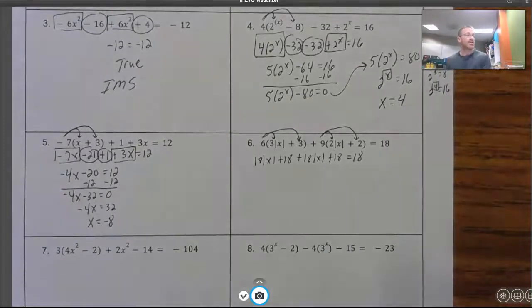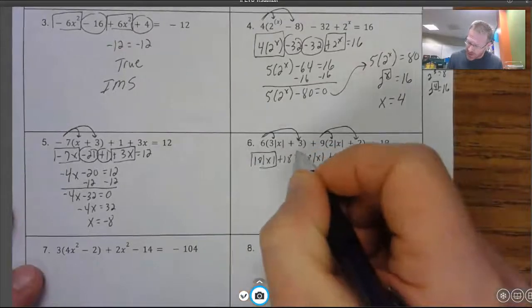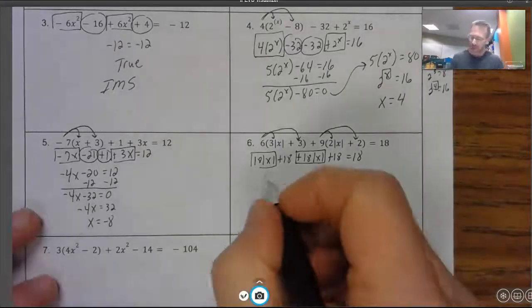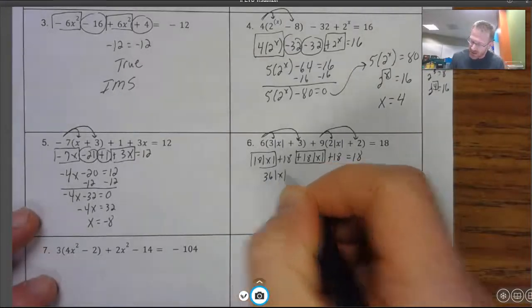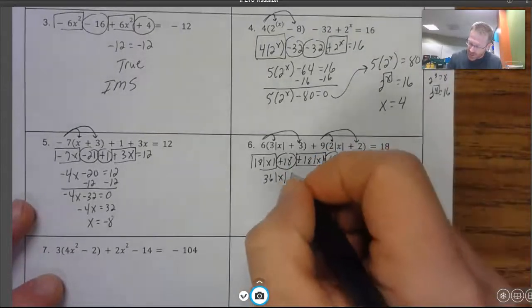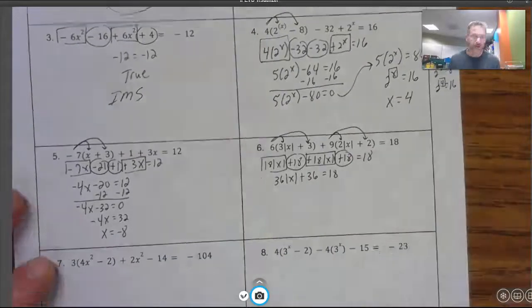Now I have like terms. I have a lot of 18s in this problem. So I get 18 absolute value of x plus 18 absolute value of x. Now notice they're not opposites, right? So it's not going to be 0. So 18 plus 18 is 36 absolute value of x. And then 18 plus 18 here, that would be plus 36. And then that would equal 18.